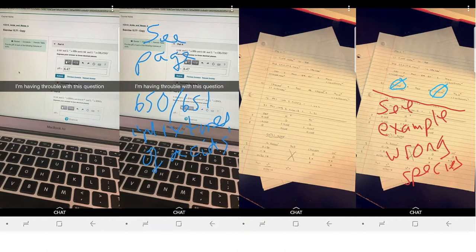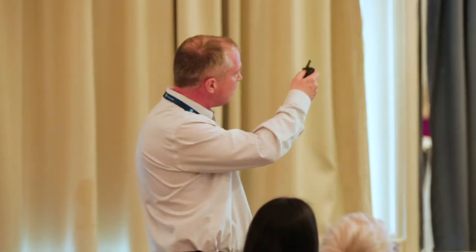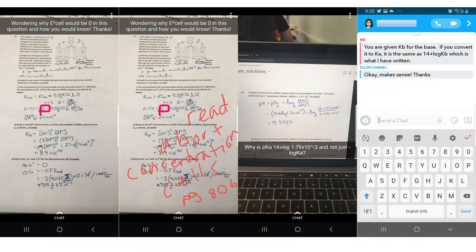But you can see, they're having trouble with these questions. I tell them where to go in the text, or sometimes I'll just answer the question right there. This person didn't know why a concentration cell, the E naught, would be 0. Read about it, because it's clearly in the textbook. And a lot of times that's what it takes to tell these students, just go to the textbook. Don't always come to us. Although I'm more than happy for them to come to us.